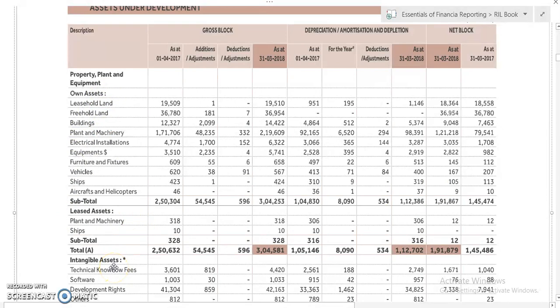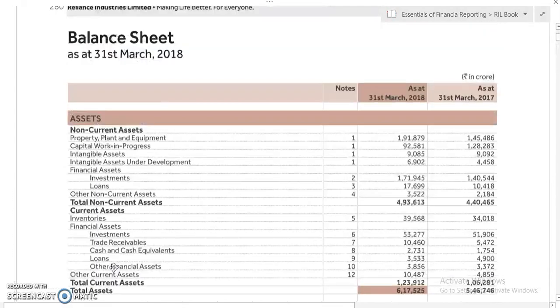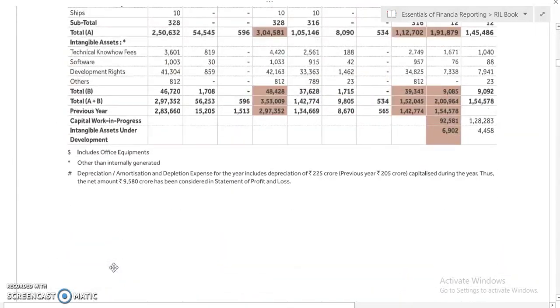So let's look at the intangible assets. What kind of intangible assets does this company have? Here they have technical know-how fees, meaning they have acquired technical know-how from other companies to run their plants and machinery. They paid $3,000 in the beginning, $800 now, so it has become $4,400, and now they are amortizing it based on the number of years they have acquired the fees for. They have software, development rights, and other fixed assets. Other intangible assets are most likely patent rights and other things, the cost to acquire them.